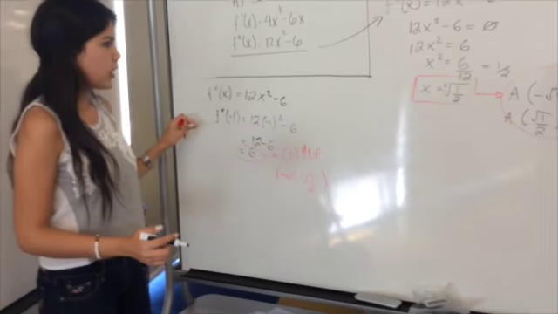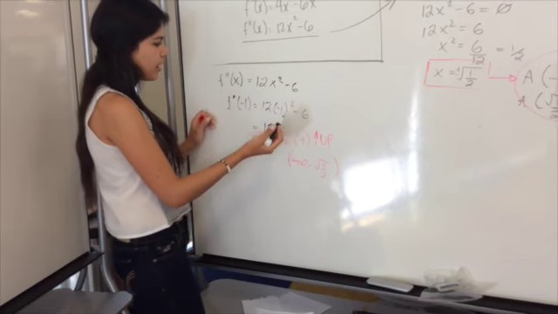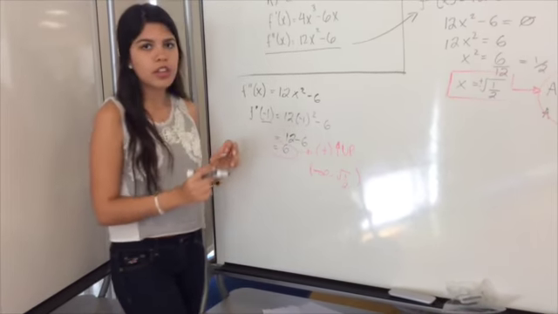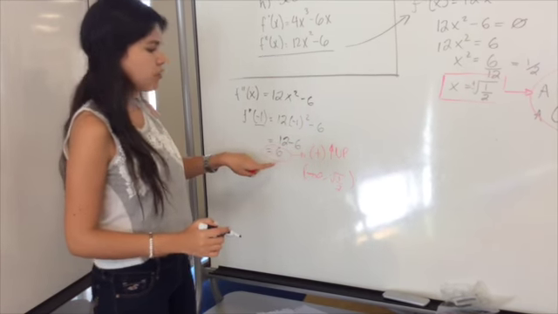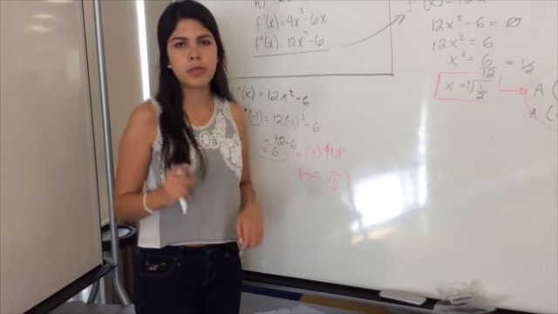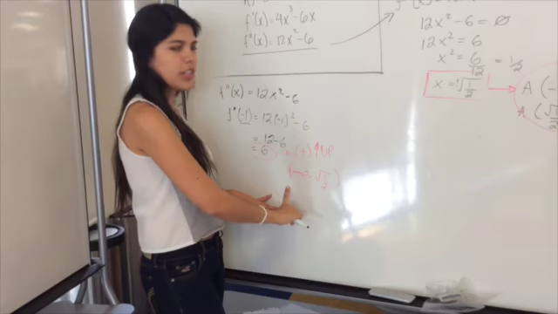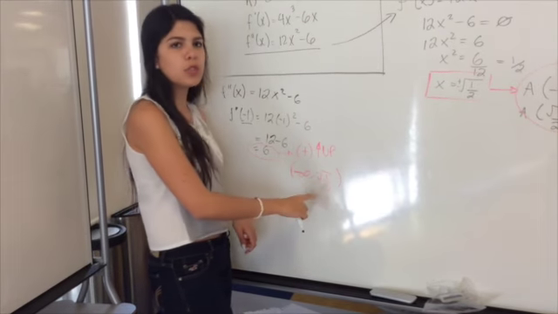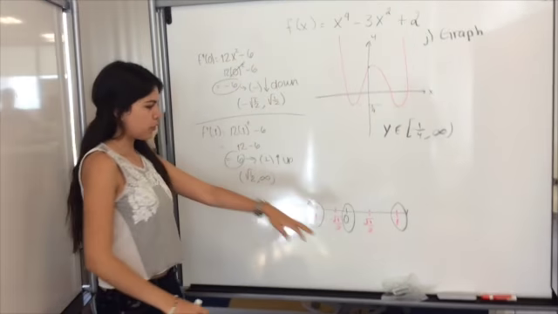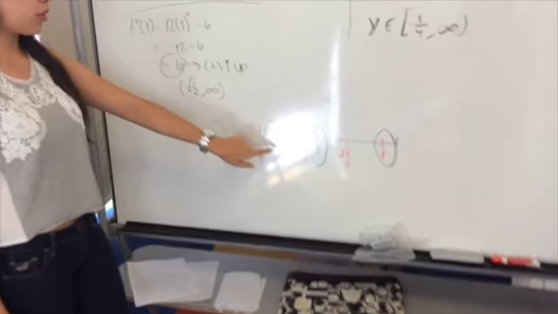Then we are going to take our second derivative and substitute with this value, which is minus 1. We substitute and our result will be 6. So it will be positive, and it will be a positive concavity, going upwards. And our interval will be minus infinity to minus square root of 1/2.